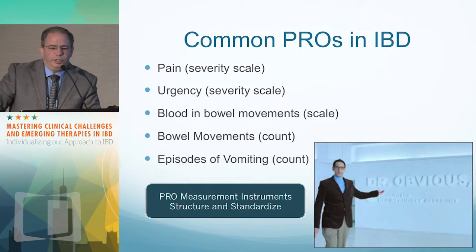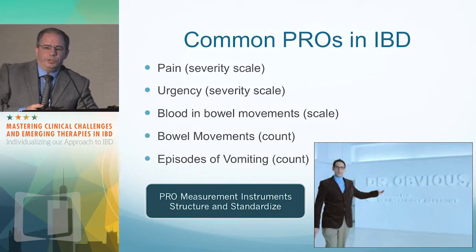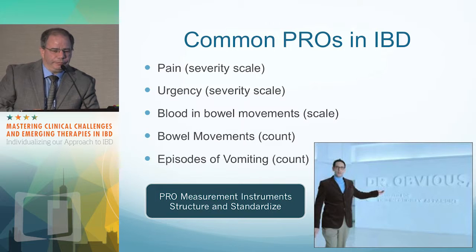Now, we use PROs in IBD all the time. When you have a patient come into the office, it's not unusual to ask about pain, urgency, blood in the bowel movements, the number of bowel movements, or for patients with upper tract disease and obstruction, as in Dr. Khan's case soon, the episodes of vomiting. So all of these things are things that we do all the time, and that's pretty obvious. That's part of what clinicians do. The idea of a PRO measurement instrument is to structure and standardize this for use, largely in clinical trials.